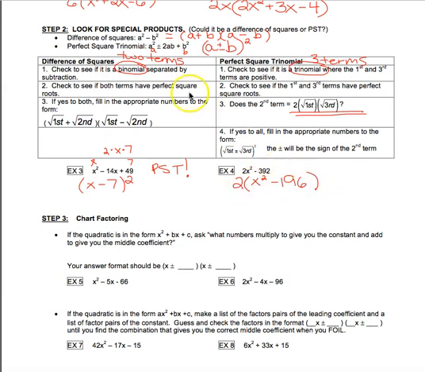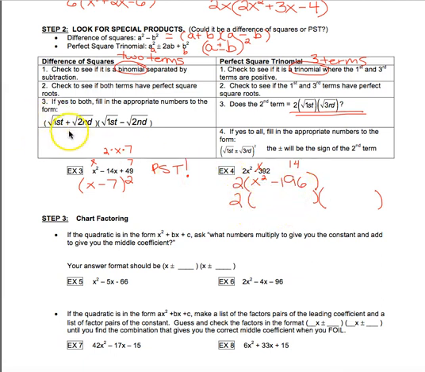So I already did GCF, so now I look for difference of squares. Is it a binomial? Yes. Is it separated by subtraction? Yes. Do both terms have perfect square roots? Square root of x squared is x. The square root of 196 is 14. So yes, so that means this is a difference of squares. So that means the x squared minus 196 is going to factor further. Don't forget to bring down the 2 that was already there.